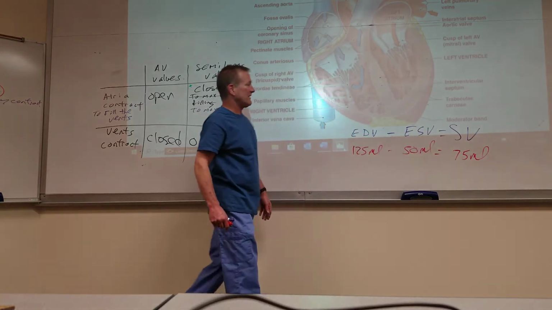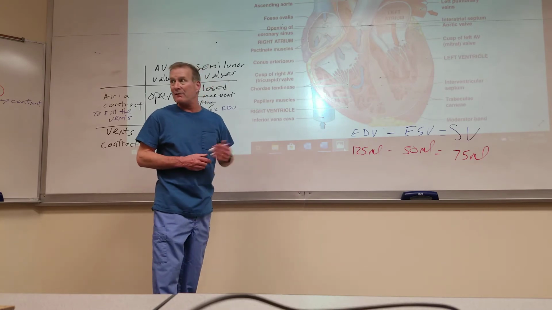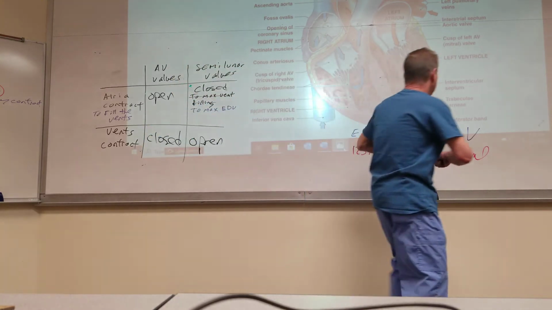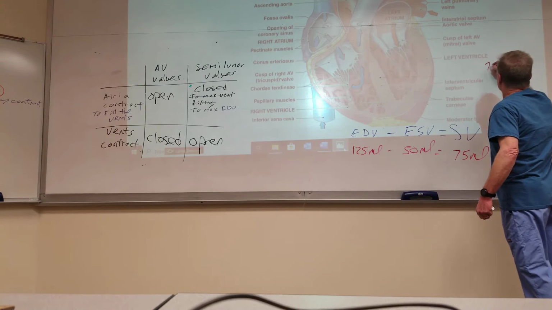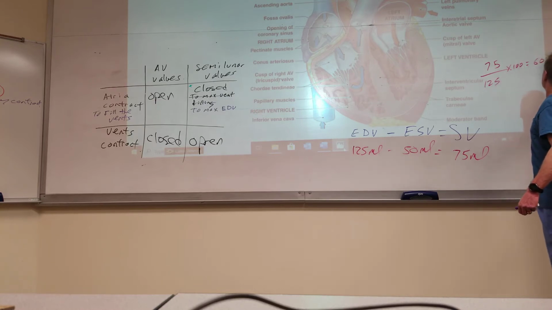So did you eject everything? No, you can see that. What percentage of what was there did you eject? Just like calculating a grade. You ejected 75 out of 125, so you ejected 60%. That is called your ejection fraction.